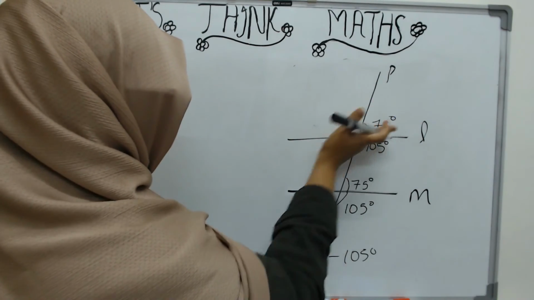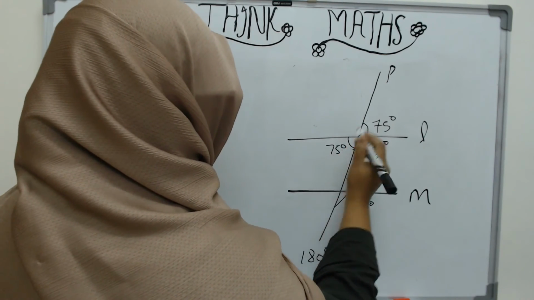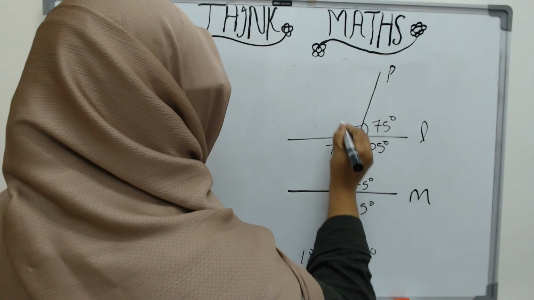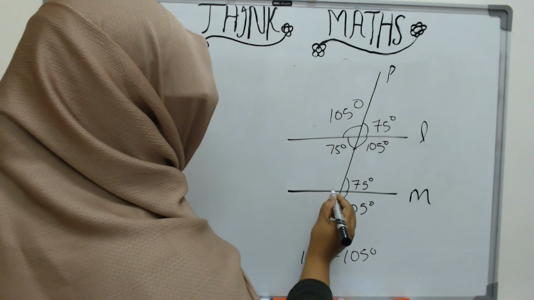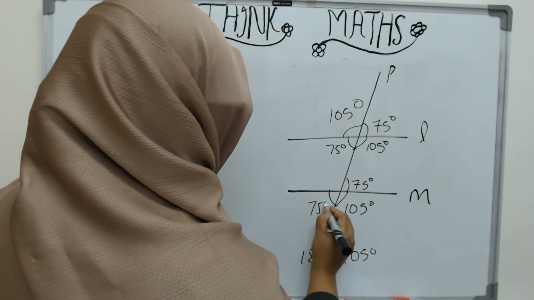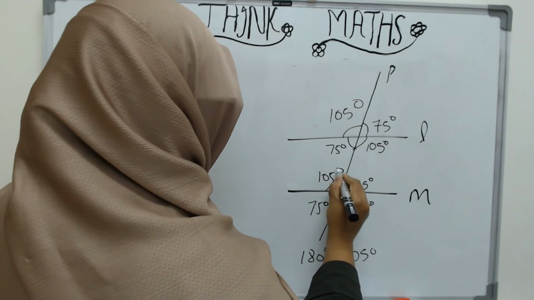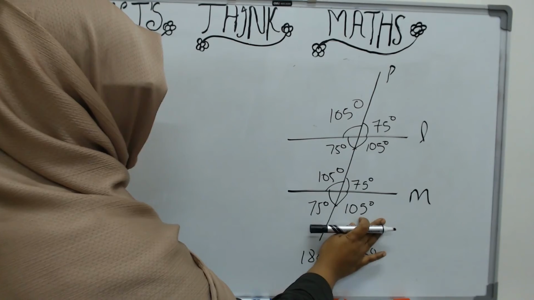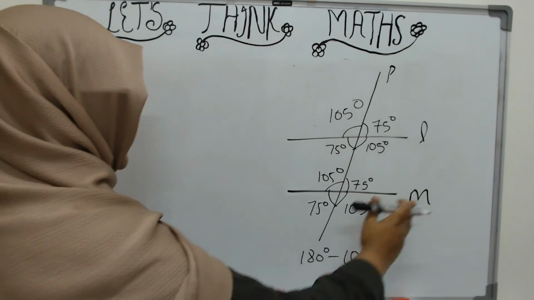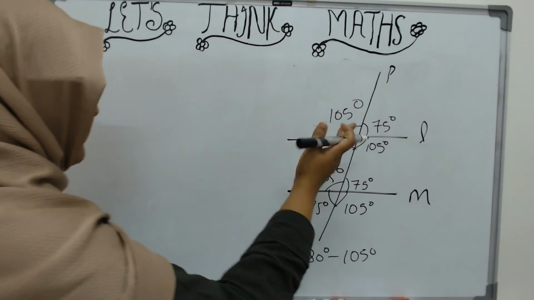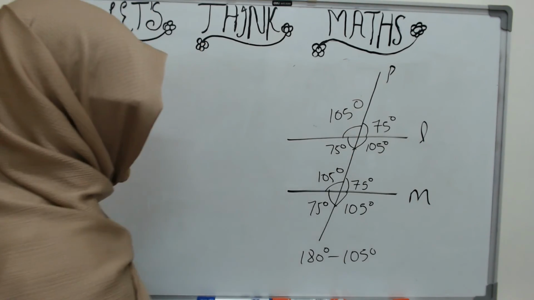If this is 75, what about its vertically opposite one? Again 75. What about this vertically opposite? This will again be 105. If this is 75, its vertically opposite angle will be 75, and this would be 105. So with just this one, we started with just this 105, but then we got the answers of all the others. We found the measures of all the other angles.